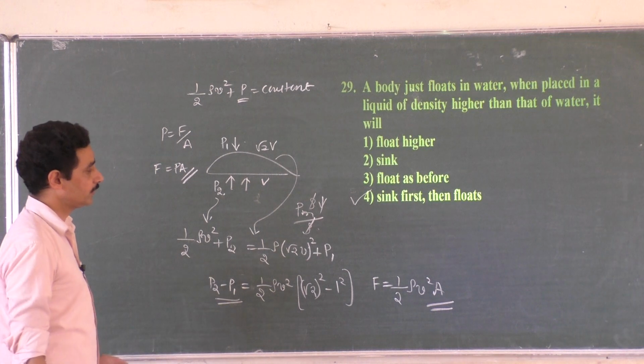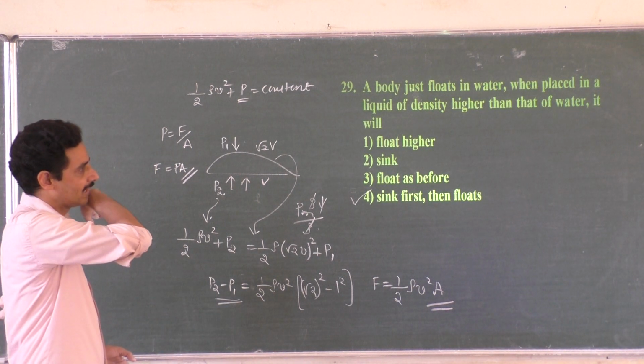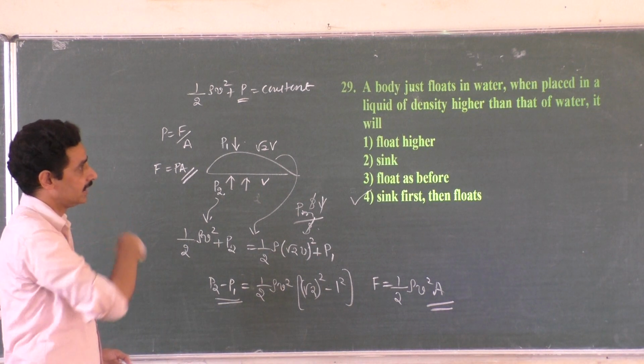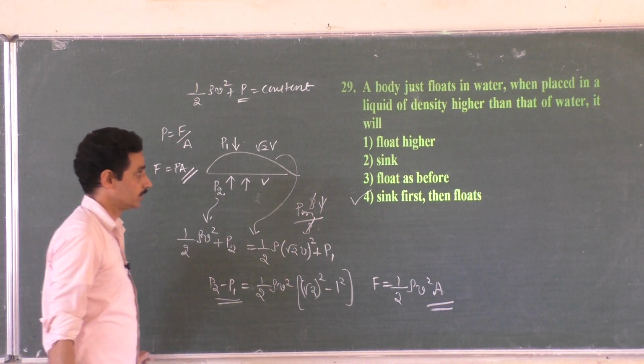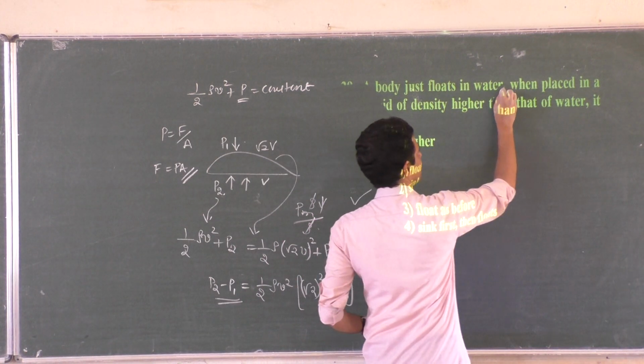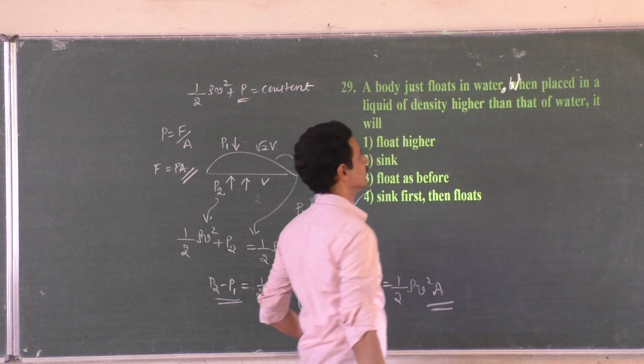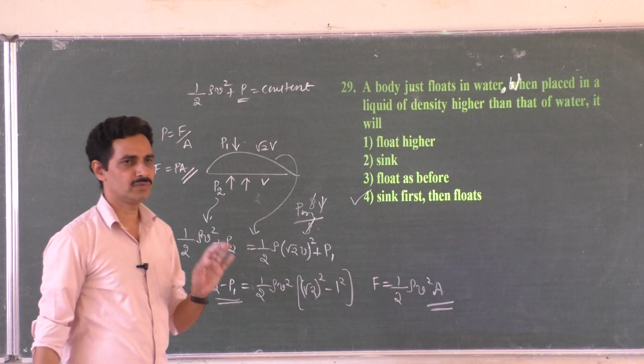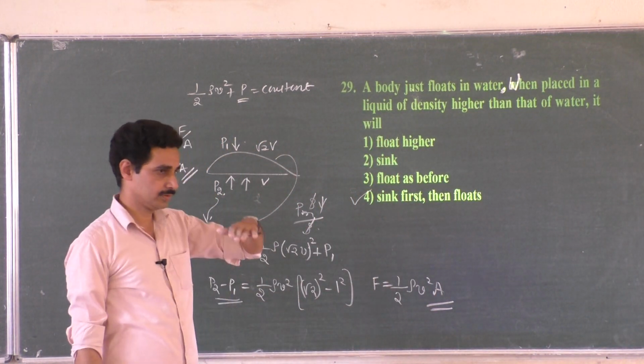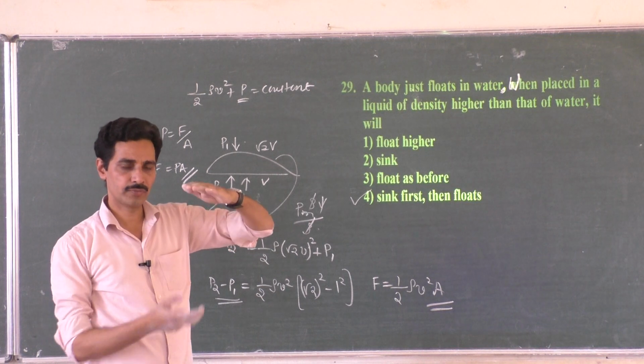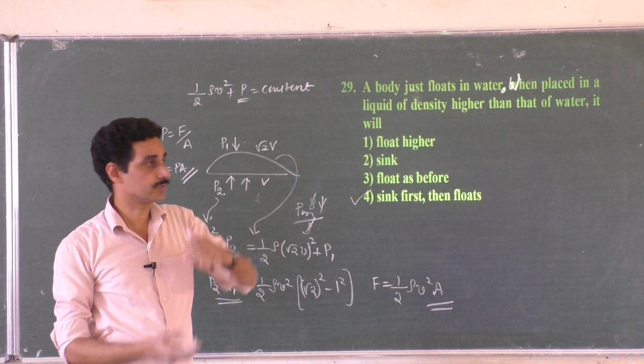29. A body just floats in water. When placed in a liquid of density higher than that of water, it will... Here it should be a full stop. There are some grammatical mistakes. A body just floats in water. Just floats means its full volume is inside, but it floats.